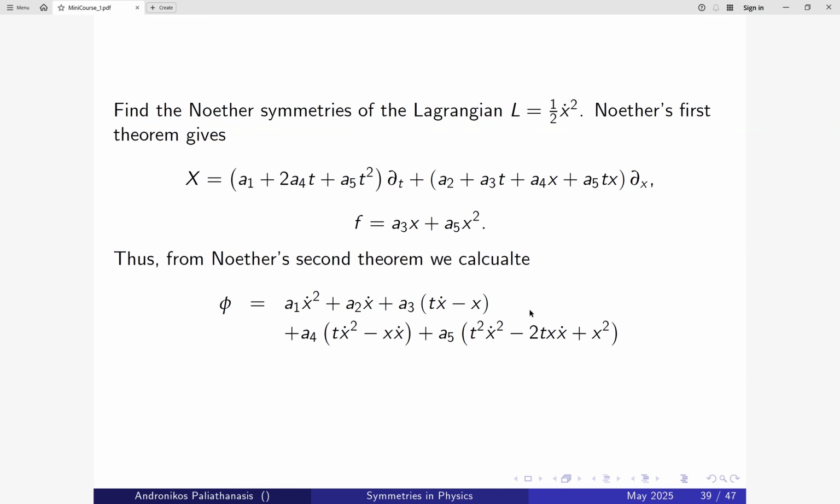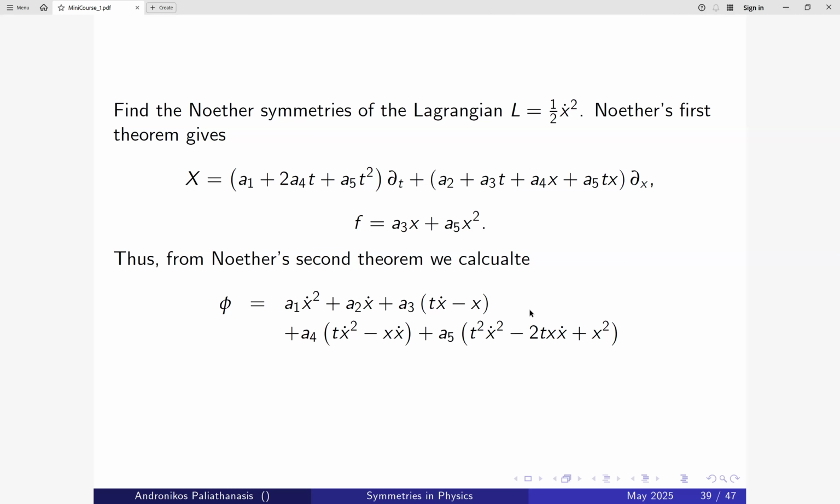For the free particle and for the Lagrangian, recall that we can derive the free particle from many Lagrangians, but this is the usual Lagrangian we consider in physical science to define the kinetic energy. The application of Noether's first theorem tells us that this Lagrangian admits 5 Noether symmetries.